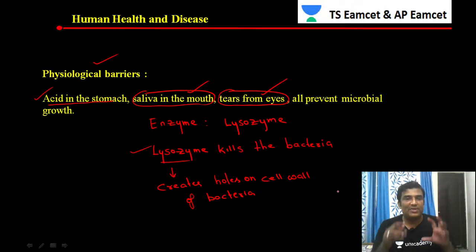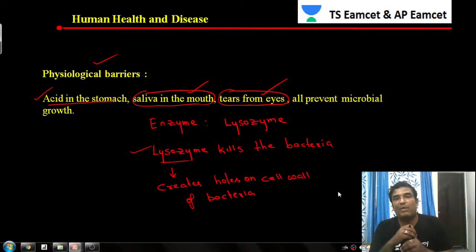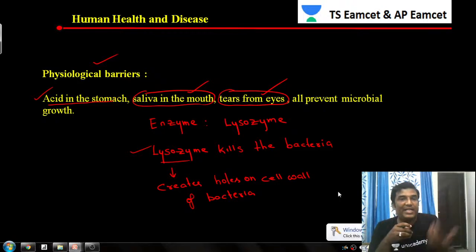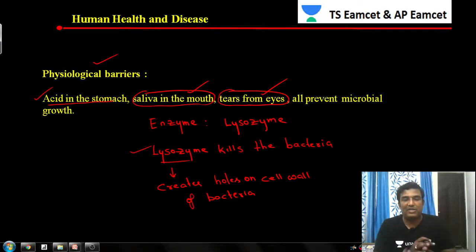So this lysozyme kills bacteria. How is it killing bacteria? Lysozyme is the enzyme which acts on the cell wall of bacteria. It has the capacity to break the bond, to break the peptidoglycan layer which is a part of the cell wall of bacteria, and it creates holes in the cell wall of bacteria so that all the cytoplasmic contents of bacteria come out and the bacteria die.